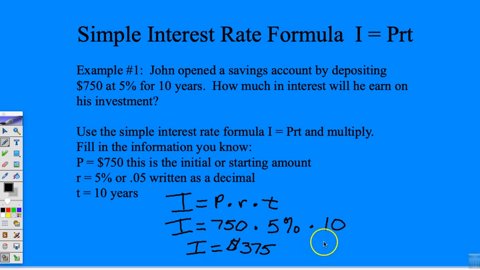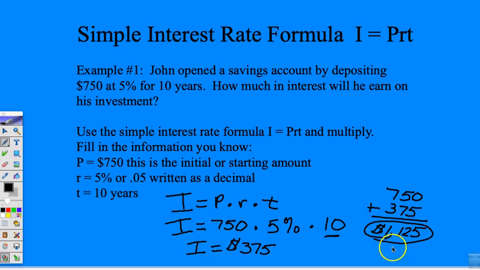Now, if I talk about how much he has in his account at the end of that 10 years, I would take his initial deposit of $750 and I'm going to add the interest of $375. At the end of 10 years, by doing nothing other than just depositing the money and leaving it there, John will have a balance of $1,125. That is your reward for saving money. Now, if I just want the interest he earned, that's just $375.